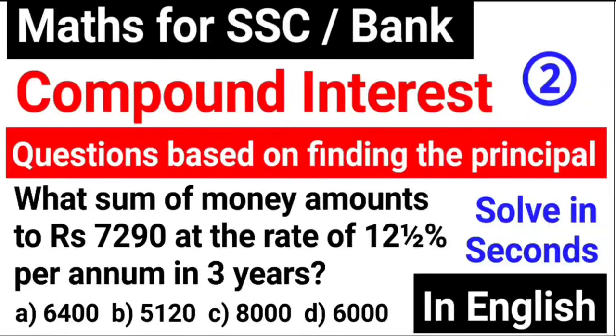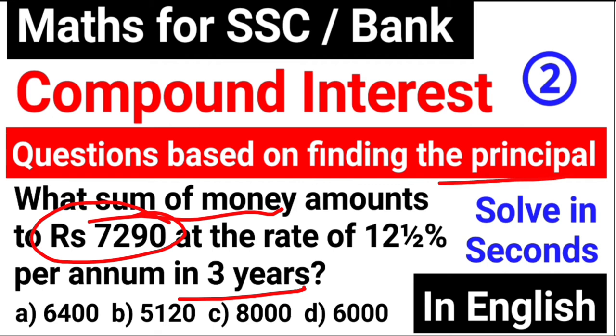Hello guys, welcome, and in this video of maths we will discuss another compound interest topic. In this particular topic we have to find the principal when the amount is given. You can have a look at this question. This is the amount, the money you receive after some time, after 3 years. But you have to find the money you had deposited in the beginning, which means you have to find the principal, the sum of money.